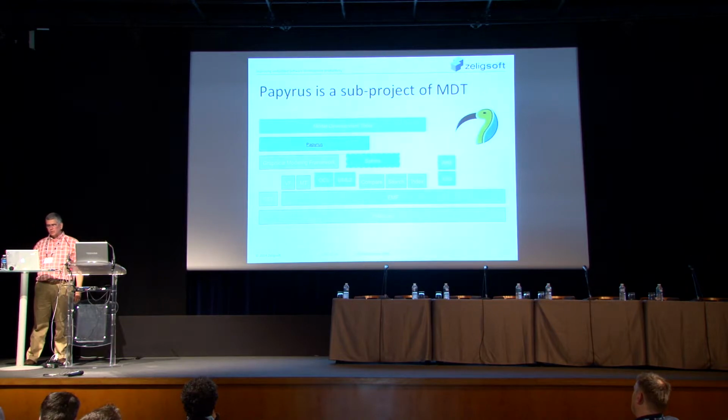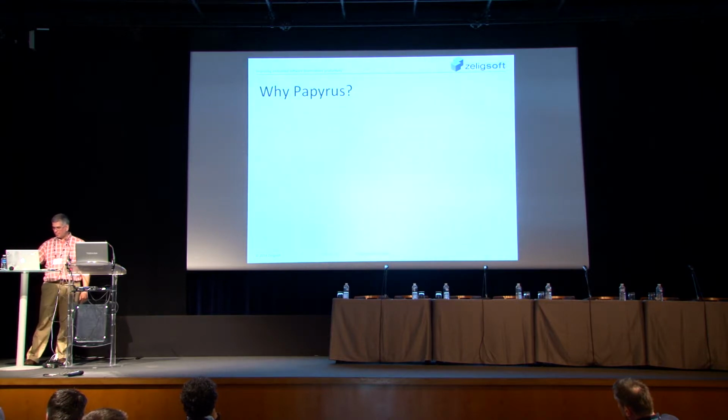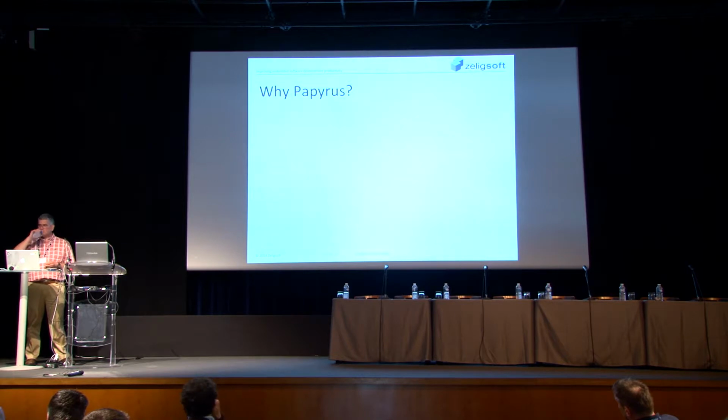And also, yes, there's a whole lot of abbreviations, all three letters. A lot of projects in Eclipse got three letters, like I heard at the talk preceding this one. So let's talk a bit about why we need Papyrus.